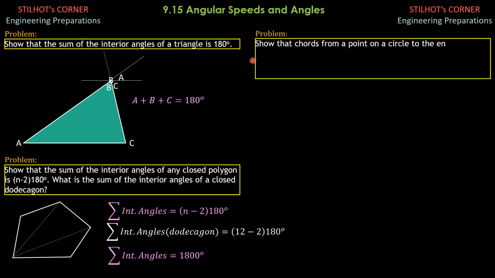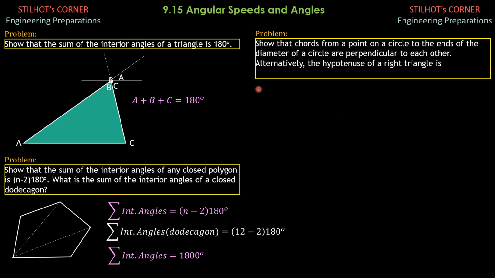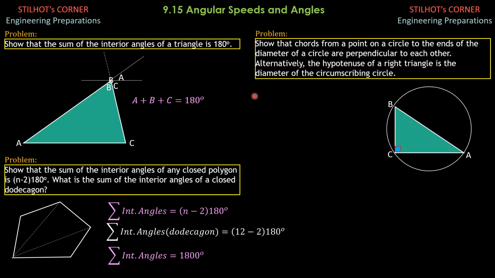Finally, show that chords from a point on a circle to the ends of the diameter of a circle are perpendicular to each other. Alternatively, the hypotenuse of a right triangle is the diameter of the circumscribing circle. So this is the right triangle. It is inscribed in this circle here, and since the hypotenuse is a straight line, the angle here is 180.